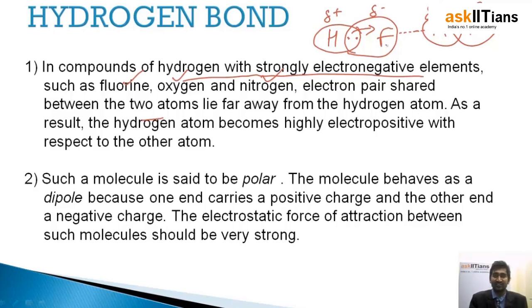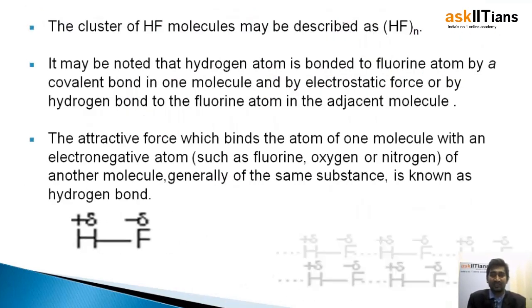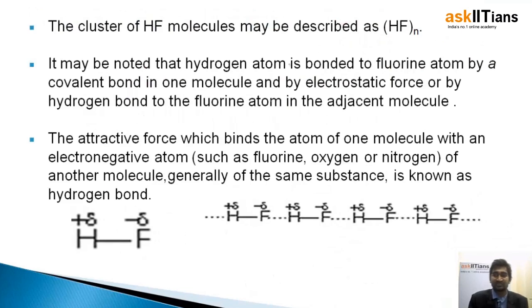So whenever hydrogen is present with some electronegative element, there is a chance of attraction within the molecule or with other molecules. Such a molecule is said to be polar. The molecule behaves like a dipole because it carries a delta plus and delta minus. See here the cluster of HF molecules. This is all hydrogen bonding between the molecules.